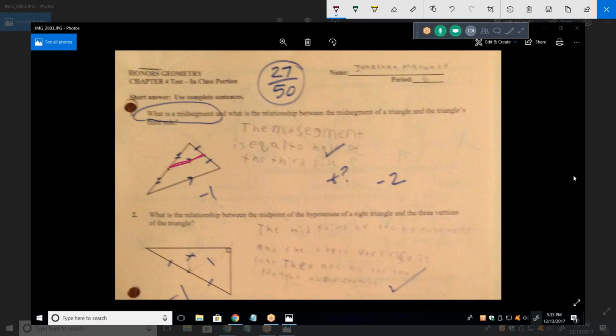So what's the relationship between the mid-segment and the triangle's third side? This is the third side right there. Is it that it's equal to half of the third side and is parallel to it? Yes, both of those.